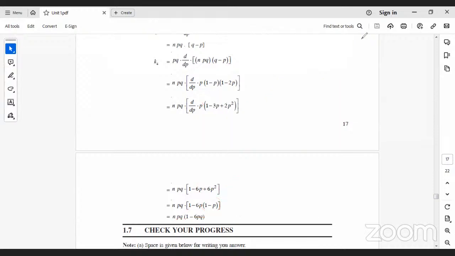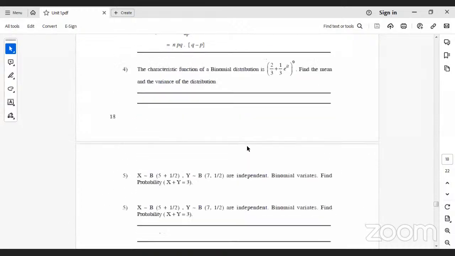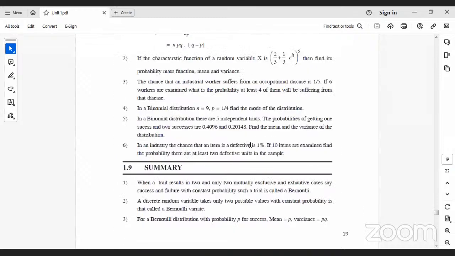This is the basic condition of this one. So we learned in this unit the trial results.